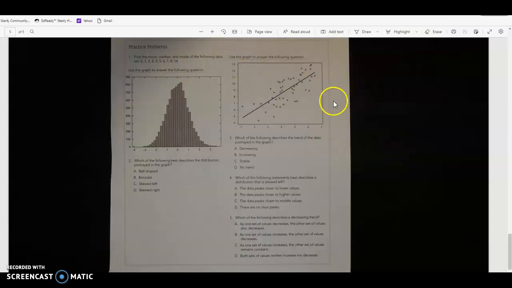Once you understand all the information about the graphs that we just went over, and also your central tendencies, which is the mean, median, and mode, that's the first practice point. And you will have different questions about your different graphs, as far as the shape of them, whether you have outliers, whether it's increasing, decreasing, all that information. You should be able to do your practice problems.